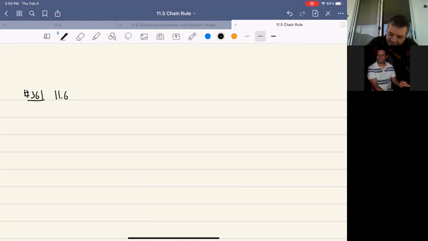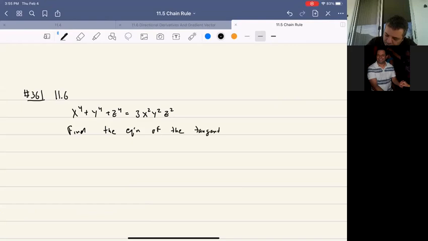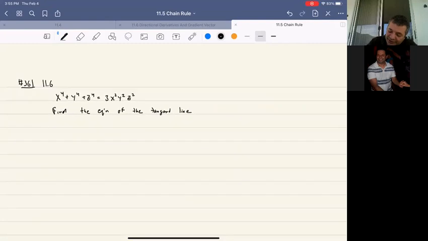Okay, and we're going to have x to the fourth plus y to the fourth plus z to the fourth equals 3x squared y squared z squared. And we're going to find the equation of the tangent plane at 1, 1, 1. Okay?